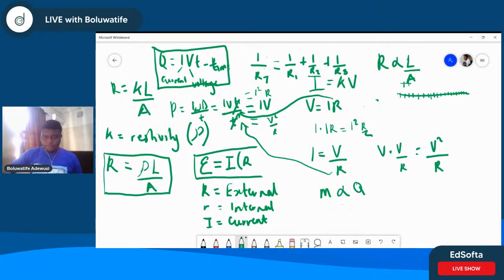And now the formula for Q, which is quantity of charge. Oh, I didn't mention. Sorry, pardon my mistake. This formula is supposed to be work done.